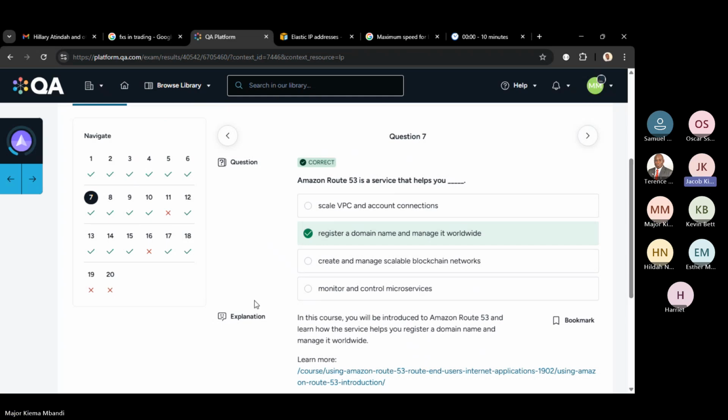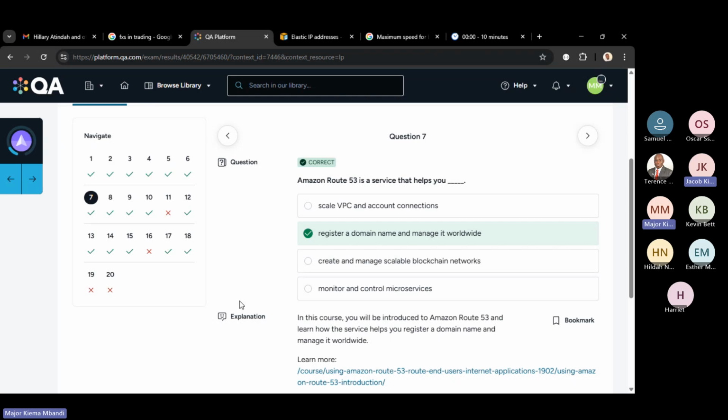The next question, I can take it on. The question reads, Amazon Route 53 is a service that helps you. The correct answer is register domain names and manage them worldwide. I think there is no explanation, but it's straightforward.